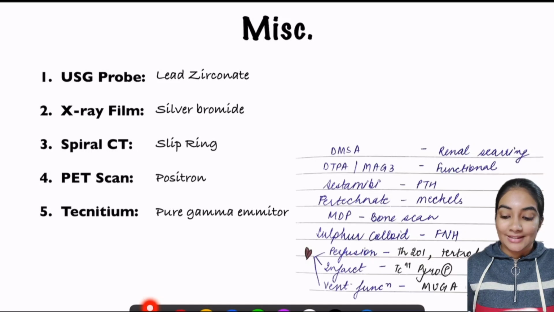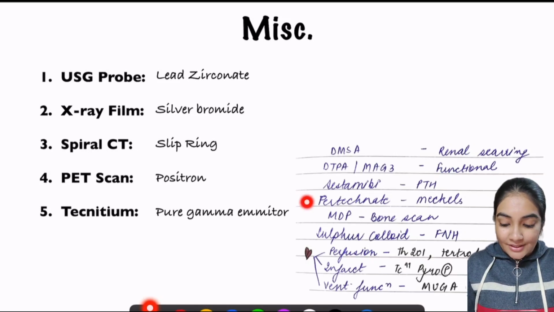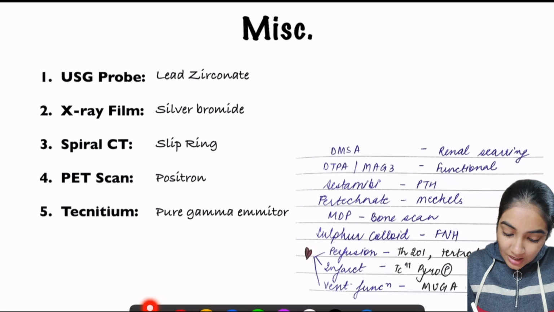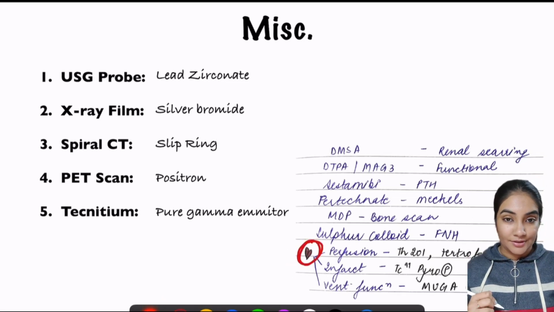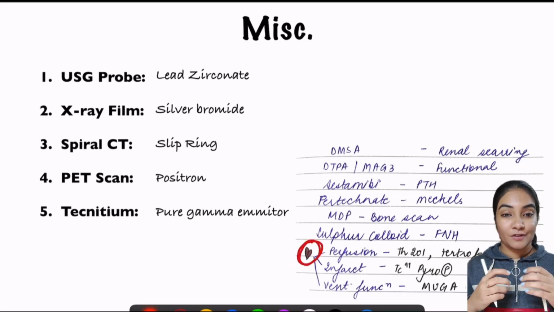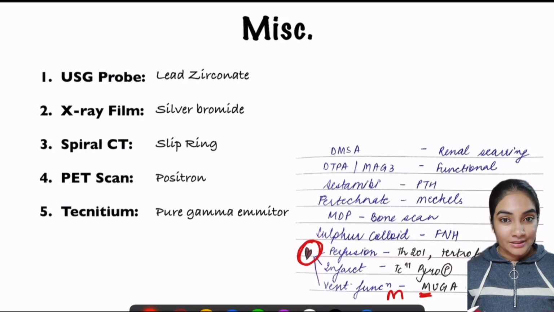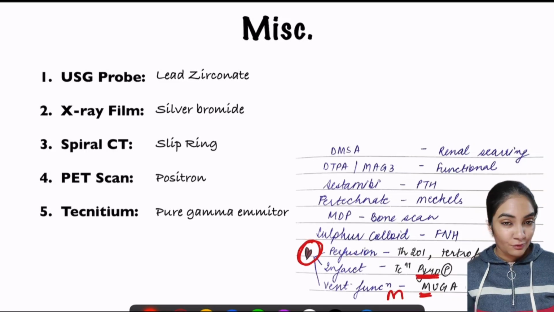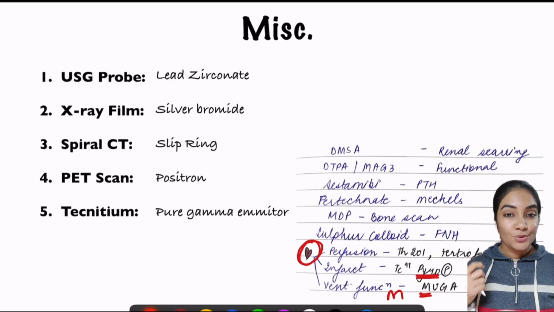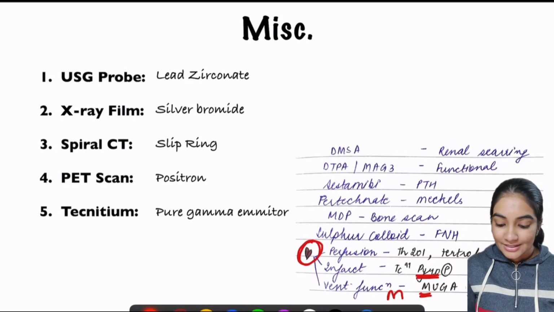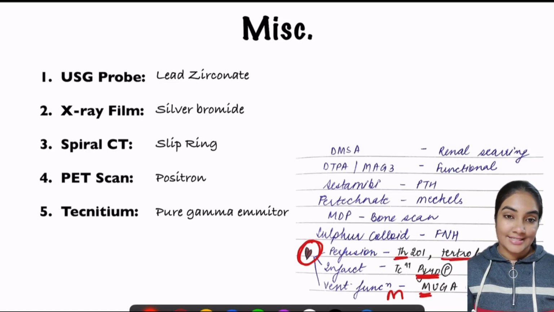Sestamibi, everyone knows, is for parathyroid. Pertechnetate is for Meckel's. MDP is for bone scan. And last, heart scans are important. Here, to monitor the ventricular function, basically the function of the myocardium, you use two M's, MUGA and MRI. For infarct is dil jale or pyro, so technetium pyrophosphate is for infarct. And to see the perfusion, we have the others, that is thallium, tetrofosmin, etc.